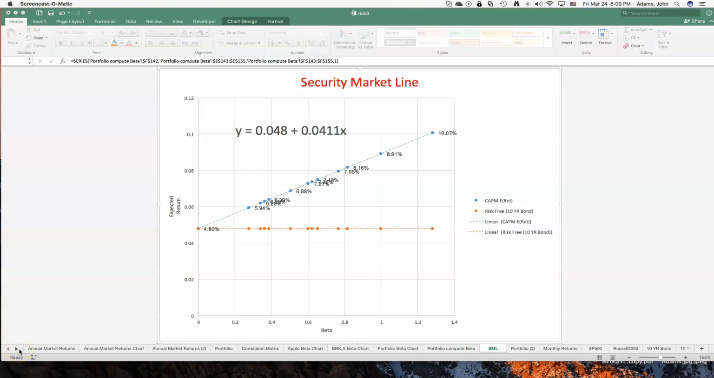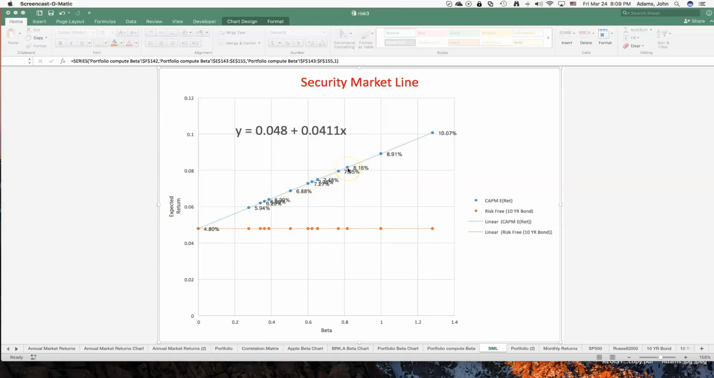We could also plot the security market line. The security market line plots on the horizontal axis a stock's beta, and on the vertical axis its expected return according to the capital asset pricing model. So we can see for our stocks in our portfolio, they all fall exactly on the security market line. The market has a beta of 1, and the market, as we saw, had an expected, required return of 8.91%. And we have some of our individual stocks in here as well.